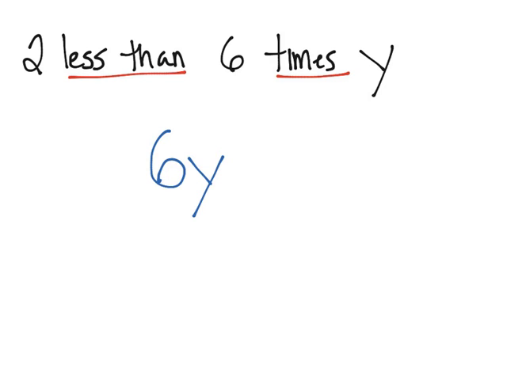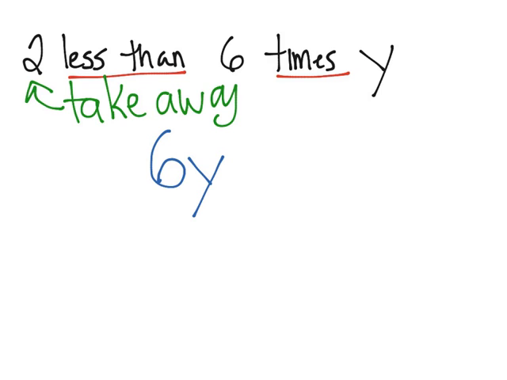Looking at the beginning of the problem, 2 less than, we know that less than means subtraction. Since it's less than 6 times y, it means that we're going to take away or remove this 2 from 6 times y. So our final result will be 6y minus 2.